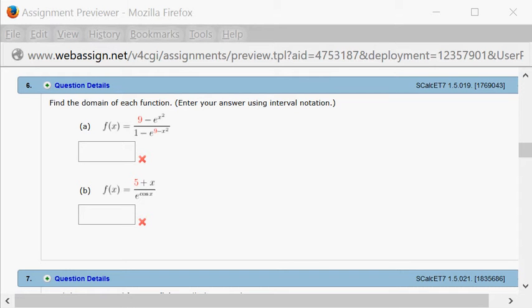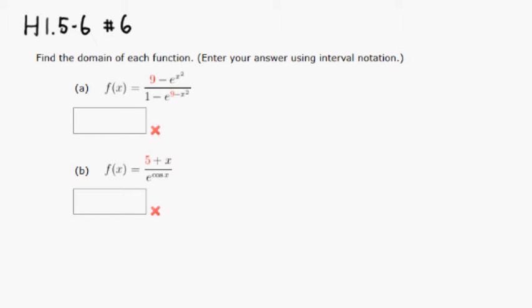Alright, let's look at the homework 1.5-1.6, problem number 6. Alright, so let's find the domains of the following functions. So let's look at part A. We have a fraction form, so we have to make sure that the denominator is non-zero.